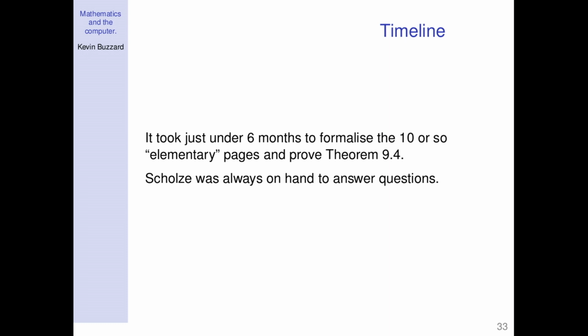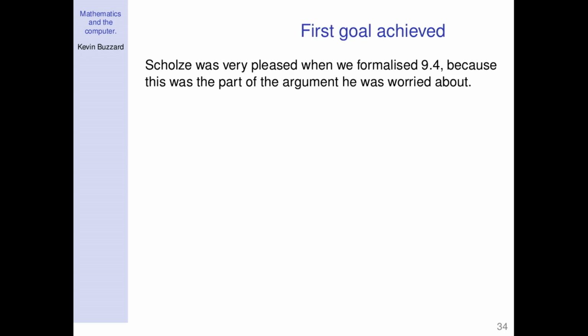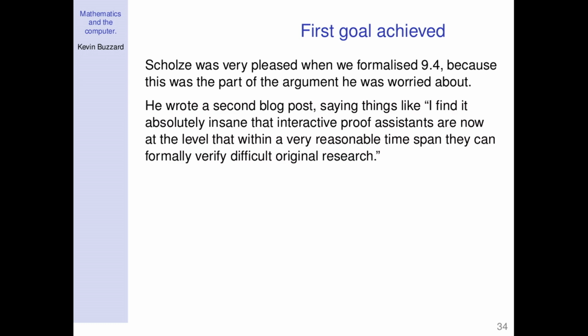He seemed to be genuinely interested in the phenomenon, and he was always on hand. He would hang out on the Lean chat, and we'd ask him questions, and he would answer very quickly. And he was very, very pleased when we formalized 9.4, because although we hadn't done it, the challenge is to formalize 9.1, but when we'd formalized 9.4, he knew that he was in good shape, because that was the part of the argument where he felt the mistake was going to be, if there was going to be a mistake.